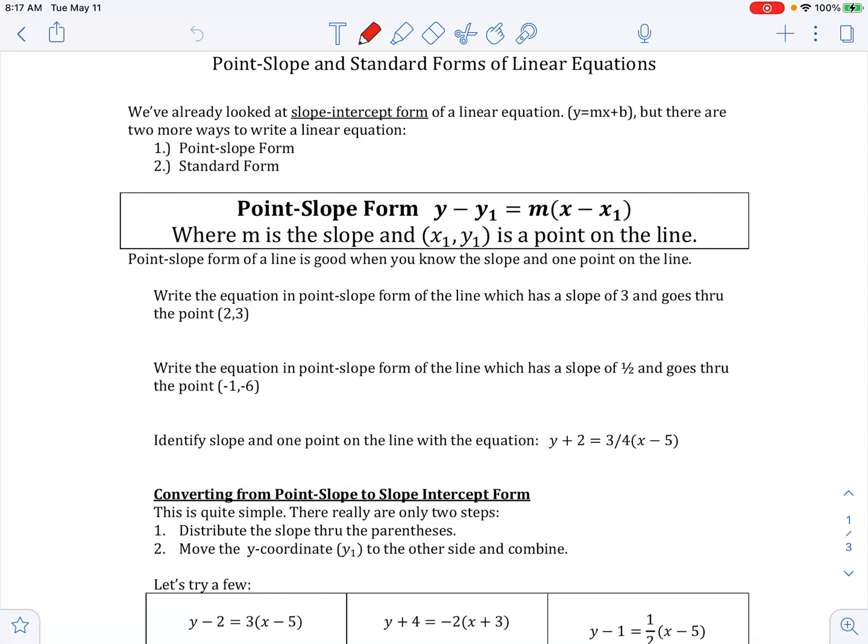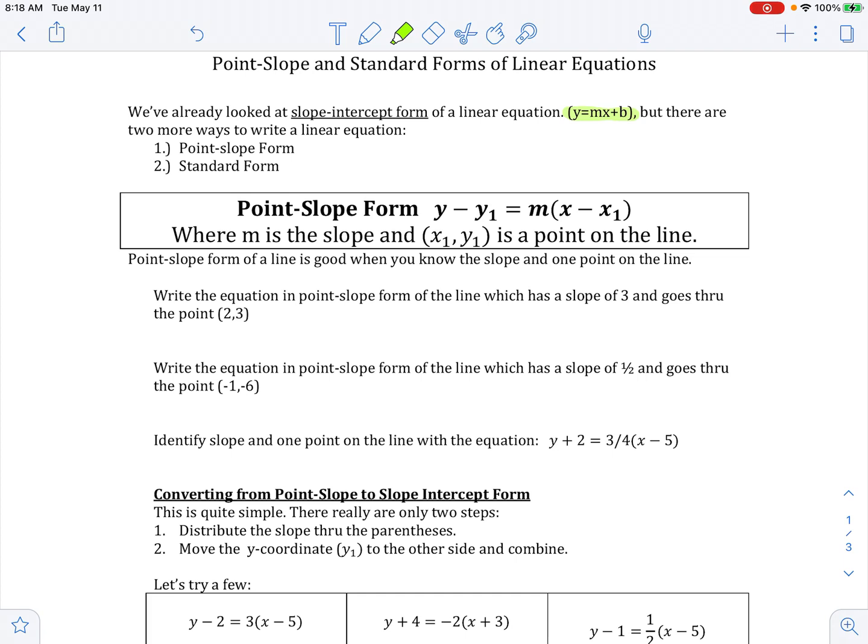All right, today's quick lesson in algebra is about point-slope and standard forms of linear equations. We've already looked at slope-intercept form. Remember, slope-intercept form is y equals mx plus b, but did you know that there are two other ways that you can write the equation of a linear function or a linear equation?